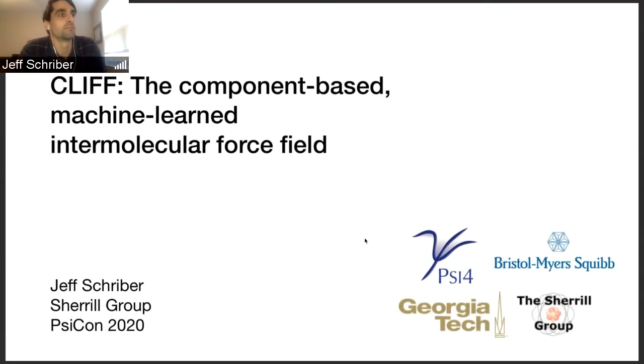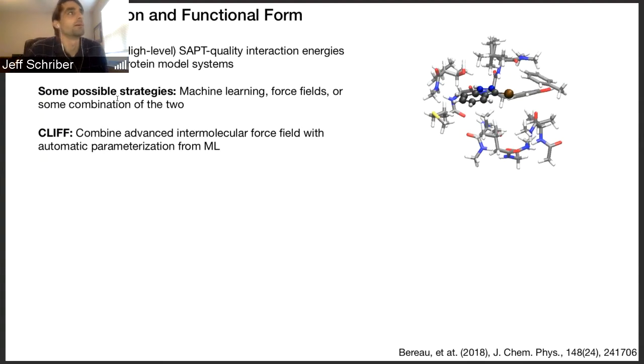I'm going to talk about work I've been doing in the Shale group. That's in collaboration with folks at BMS, and we make heavy use of Psi4. The method's called CLIF. It's a force field that uses machine learning. So why am I working on a force field?